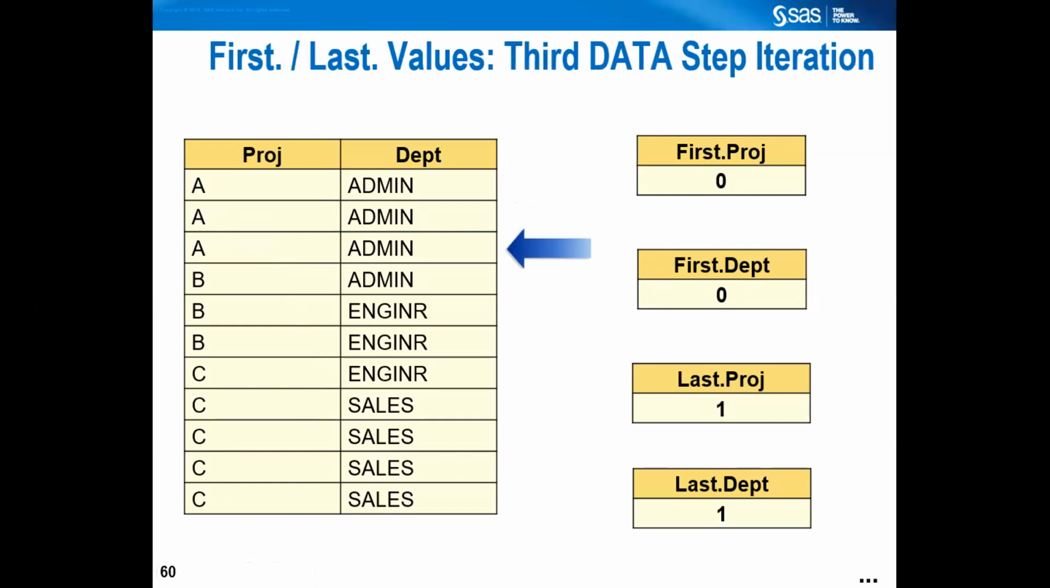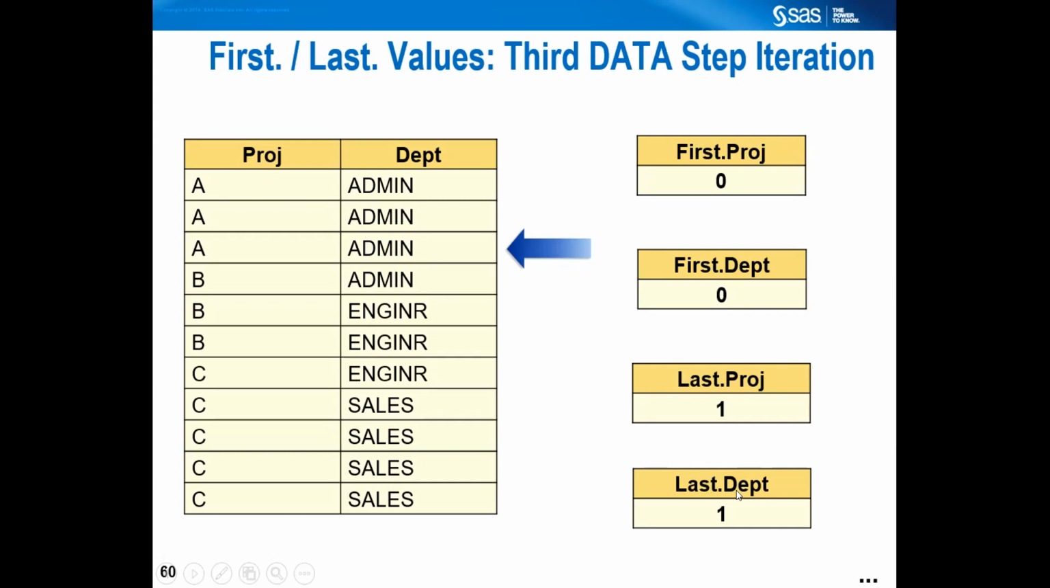Now look at here. A is the last observation for project, but it's not first, hence its first dot project is 0. But because it's the last observation within project, its last dot project is 1. C for admin, it's not the first value of department, hence its first dot department is 0. Ideally, this is not the last observation within admin, but it's showing you its last dot department is 1.